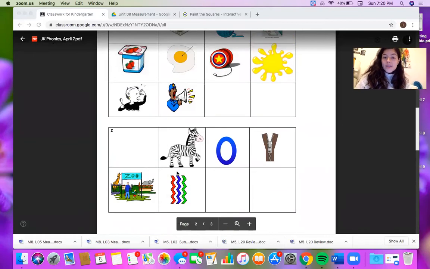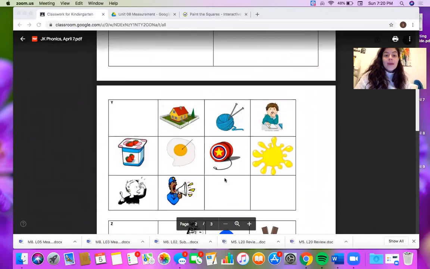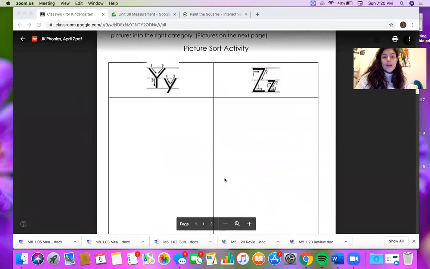So at this point, you can go ahead and pause my video, get out those scissors and glue, and start cutting and pasting these pictures into the correct category. When you're ready, come back and press play.